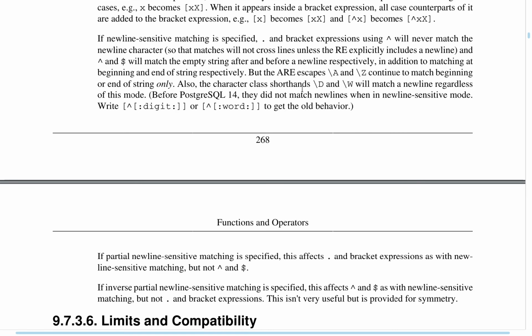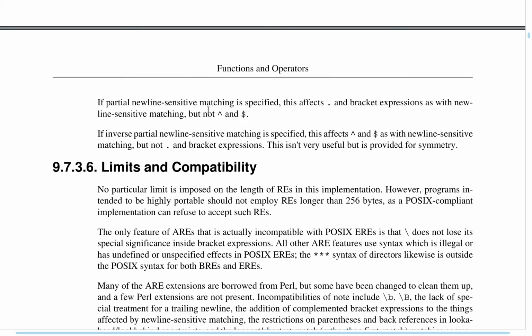Also, the character class shorthands \D and \W will match a newline regardless of this mode. Before PostgreSQL 14, they did not match newlines when in newline-sensitive mode. Write [^[:digit:]] and [^[:word:]] to get the old behavior.